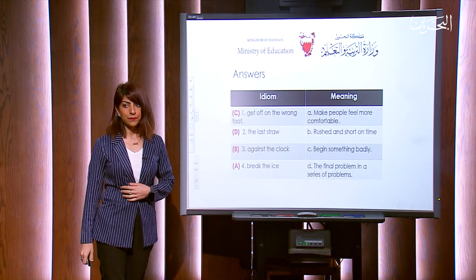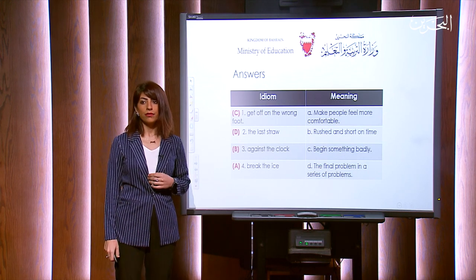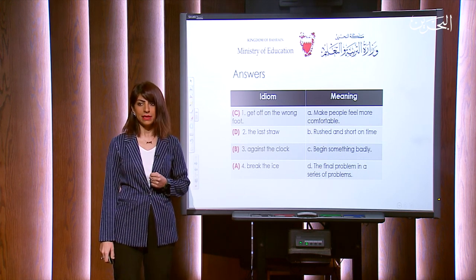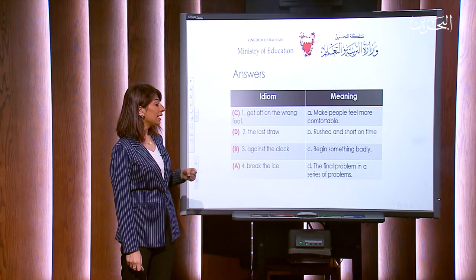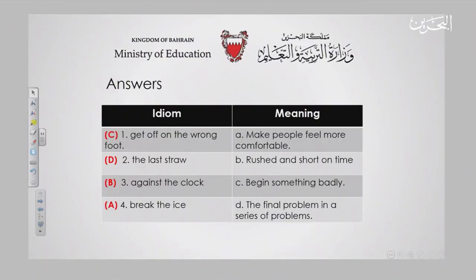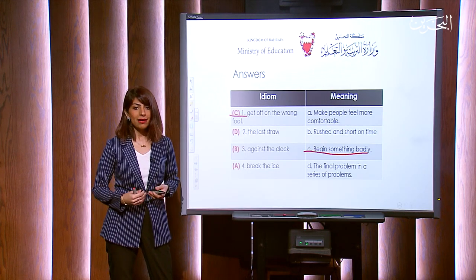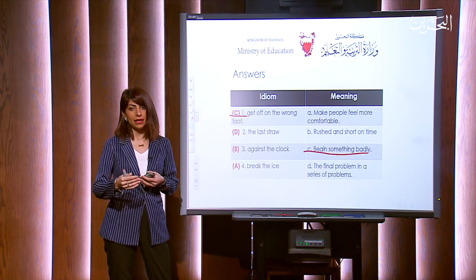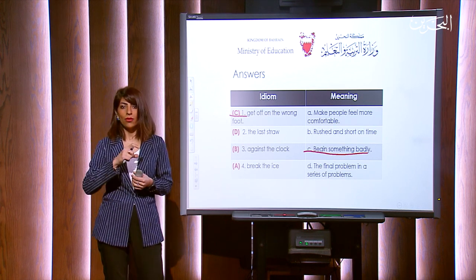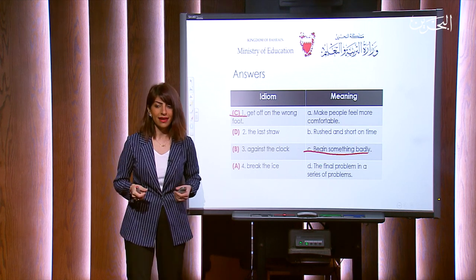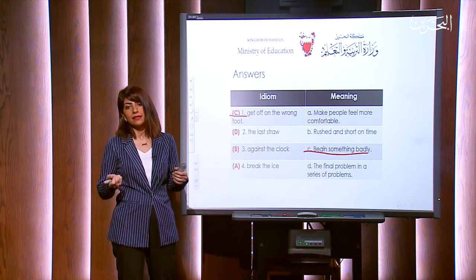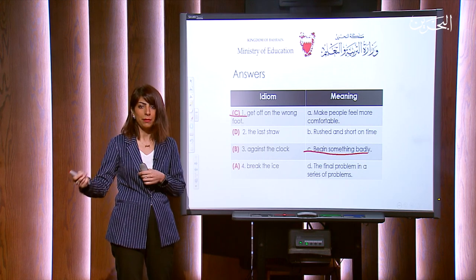Let's see the answers. Number one, get off on the wrong foot. What does it mean? It means begin something badly. C is one. What do I mean by this when I say begin something badly? For example, I'm starting a project and I haven't started it well from the beginning. So instead of saying all of this scenario, I could just say I got off on the wrong foot, and it explains what I'm implying.